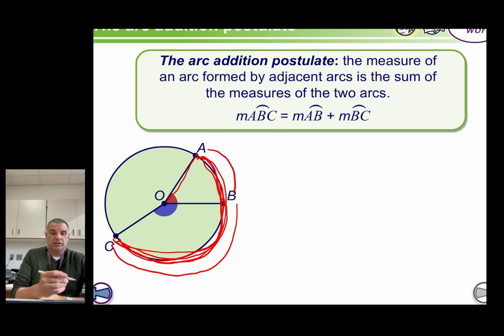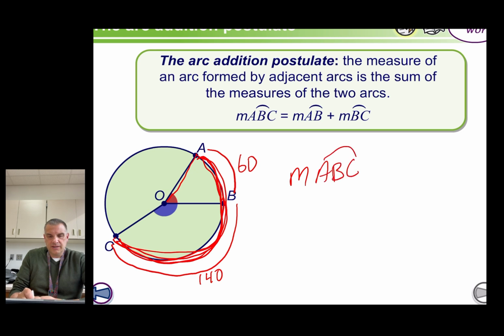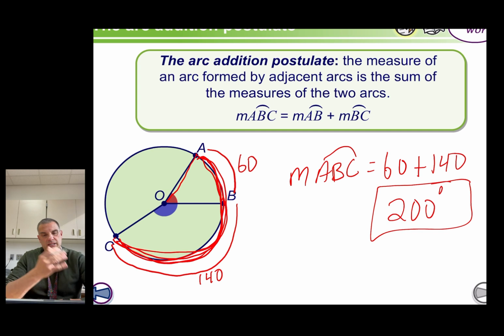So if we tell you that this is 60 and this is 140, the measure of arc ABC is going to equal 60 plus 140, which is 200 degrees. That's the measure of that whole arc. Where did the 60 and 140 come from? You just kind of made them up at this point, okay? So that's called the arc addition postulate.